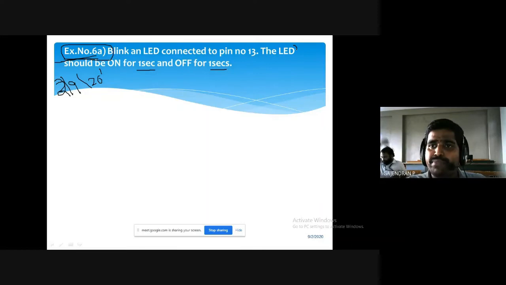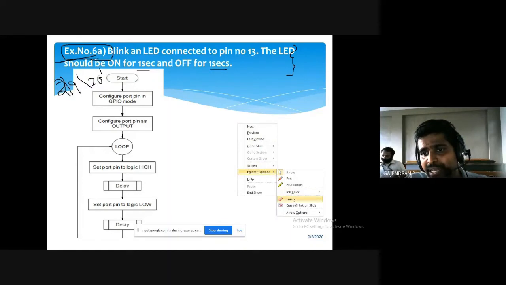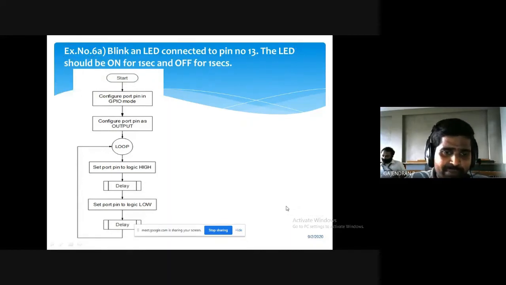This is the problem statement given in your observation material. We will mail the observation material later. If you read the problem statement, you will find the same statement. Okay, how to write the program? If you take your observation material or record material, first, like your microprocessor, we will give some flow chart. Please go through the flow chart first, then you can start writing the program. Start the program, configure the pin as GPIO mode.